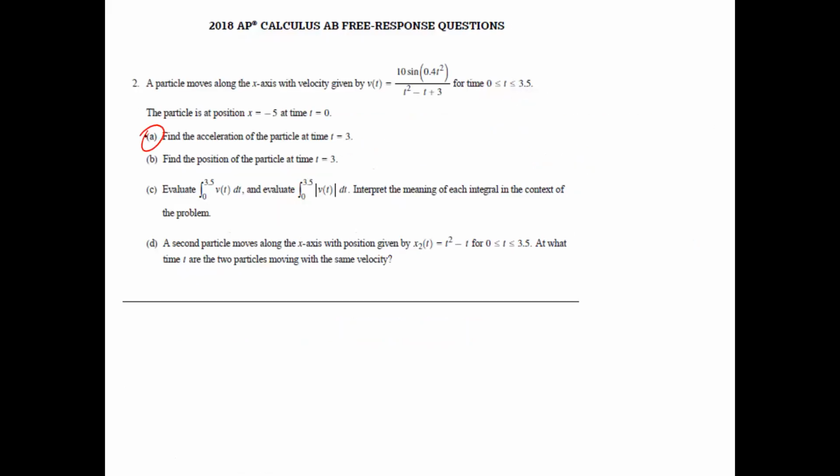A says find the acceleration of the particle when t is equal to 3. So you know you're looking at this from v of t's perspective. So you're going to need your calculator. You're going to use your TI-84. You're going to click on math and then 8, which is derivative. And you're essentially just going to plug in v prime of 3, not 3.5, just 3.